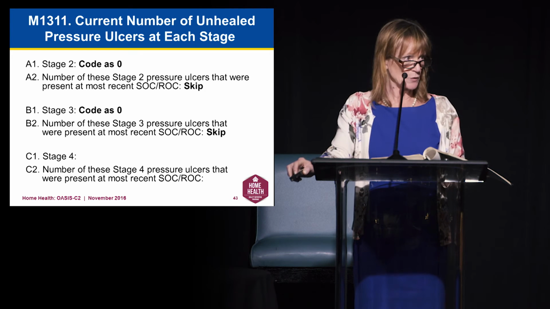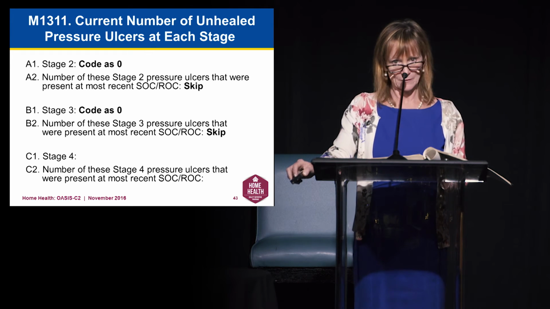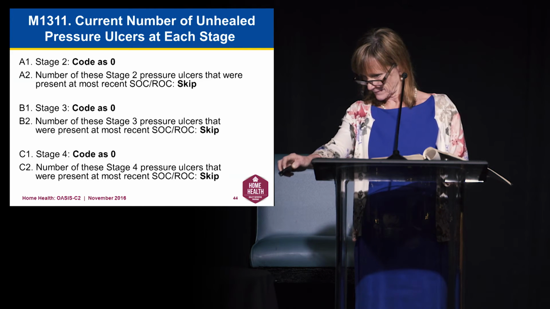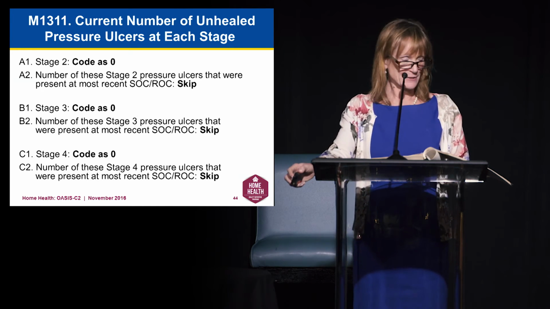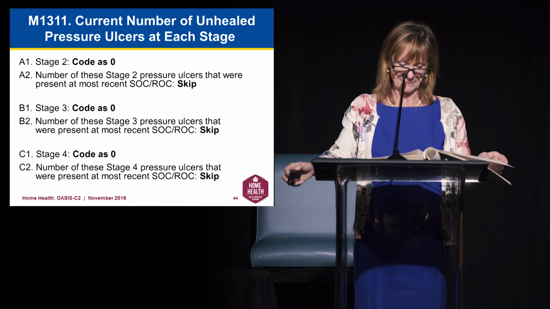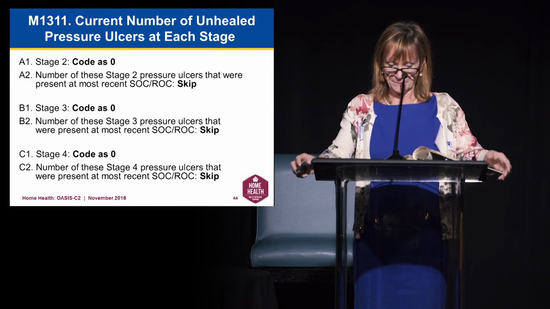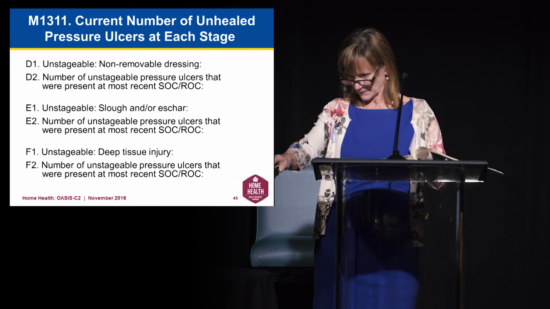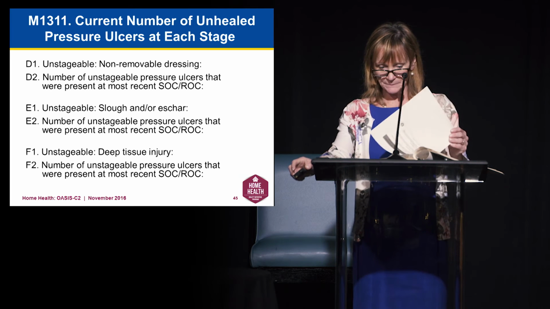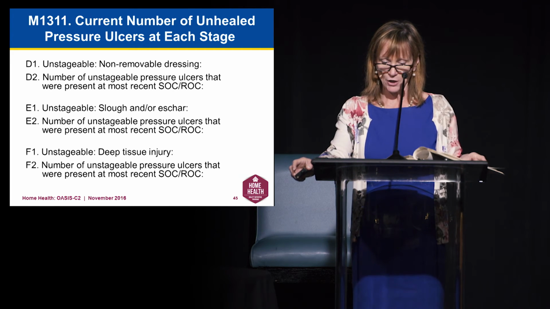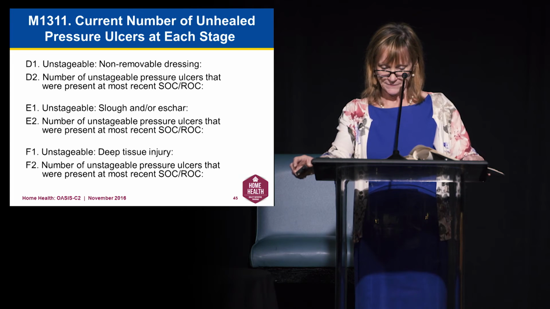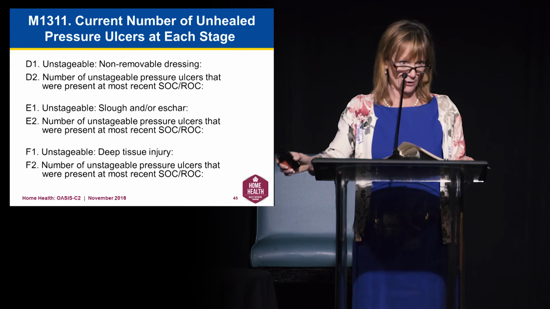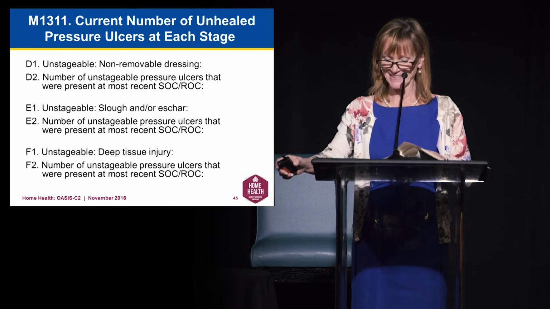How about for C1 and C2? That's correct, 0 and skip. Now we're on D1 for unstageable, non-removable dressing. And for D2? 0 and skip. It's like a song, right? We could go into a song for that. 0 and skip.